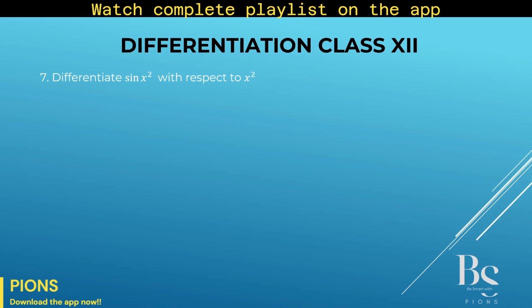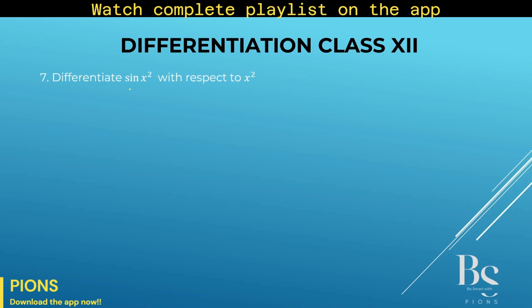So sometimes, just to confuse you, they will ask you like this: differentiate sine x square with respect to x square. Then you will sit and think that maybe x square is a misprint and it should be x. So be very careful with this. This is another way of saying which one?